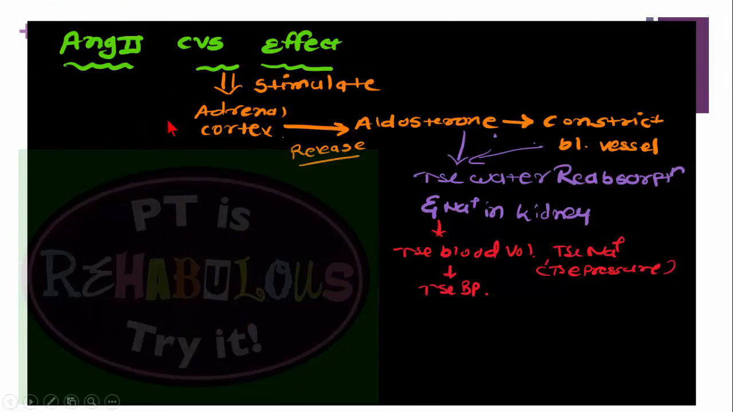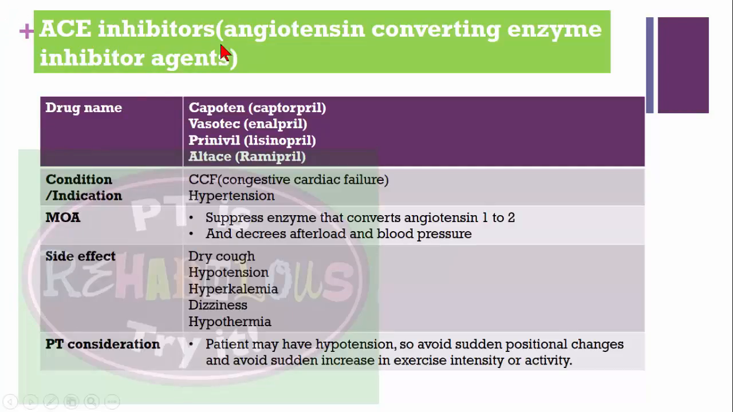Let's see angiotensin II cardiovascular system effects. Angiotensin II stimulates the adrenal cortex, which will release aldosterone. So there is constriction of blood vessels and increased water resorption, plus increased sodium in the kidney, which causes increased blood volume and increased sodium, and this all leads to a rise in blood pressure.